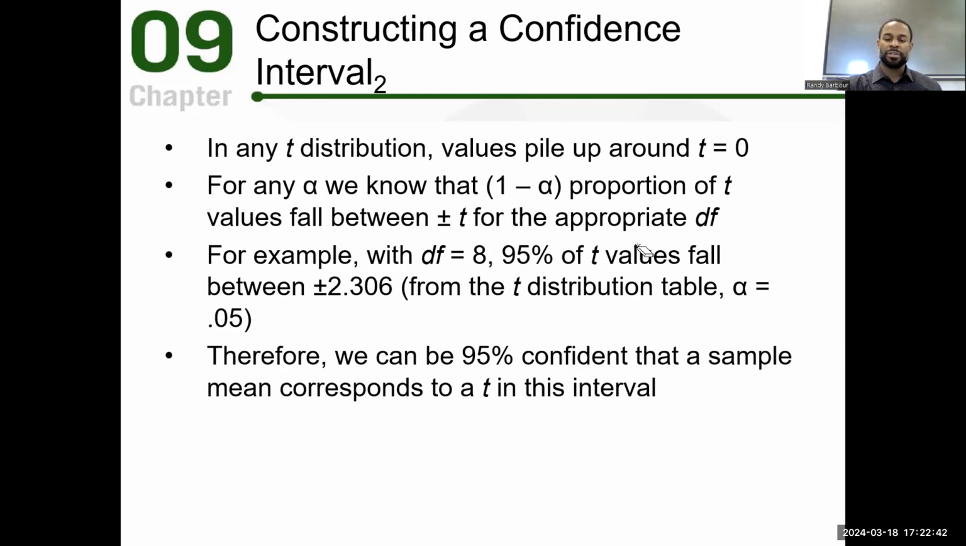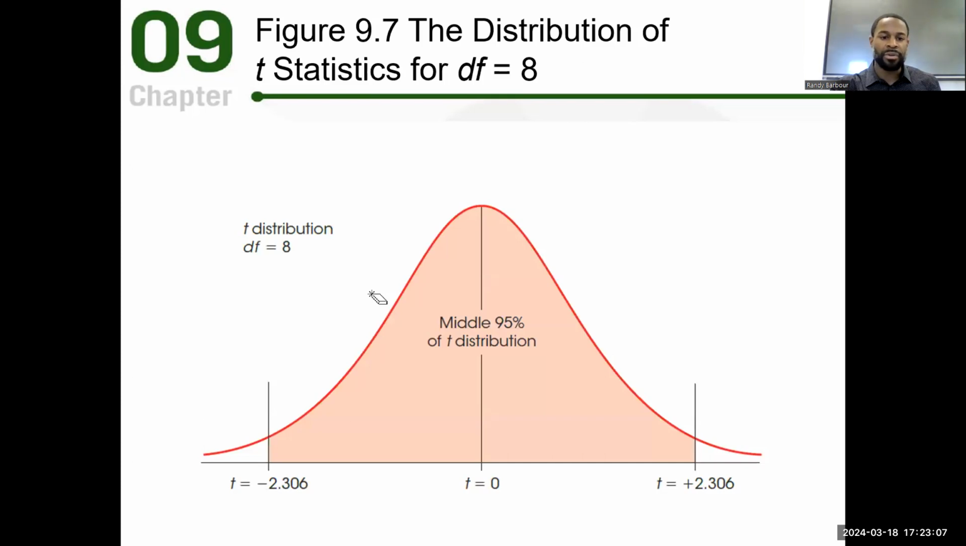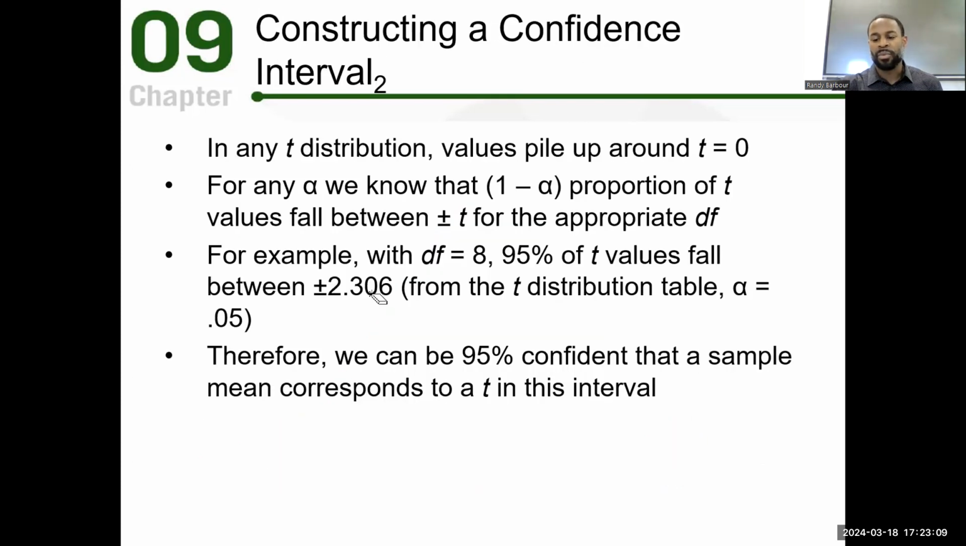That means that the values are going to fall anywhere between plus or minus 2.306. So if you're looking at your chart, you go to the 95% confidence interval, then go down to 8, which should give you 2.306 plus or minus, and you plug those values in. I'll show you how to do that on Wednesday, so I won't do that now.